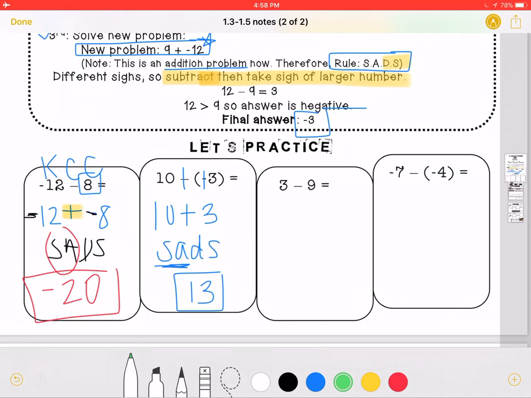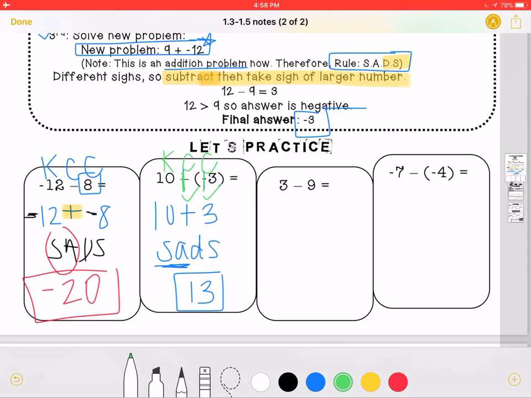Now, even if we did this as keep, change, change, do you notice how we still did the same thing? We changed subtraction to addition. We changed a negative 3 to a positive 3. So the rules are the same, it's just the way that you're kind of saying it or thinking it to yourself. Do you want to think of it as KCC, or do you want to think of it as add a line, change the sign?